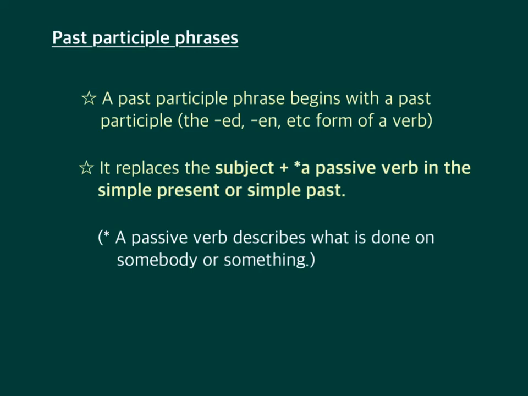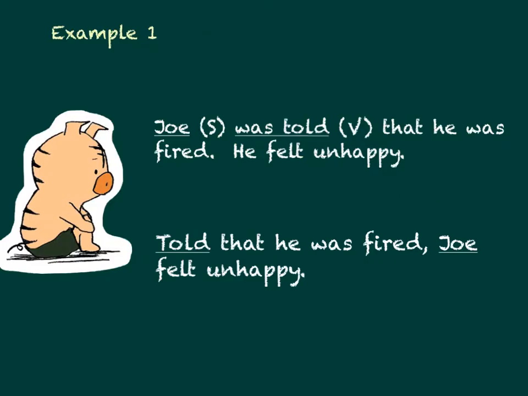上兩堂提過 present participle phrase，今堂繼續教 past participle phrases. Past participle phrases. A past participle phrase begins with a past participle, that is the ed, en, etc. form of a verb. It replaces the subject plus a passive verb in the simple present or simple past. A passive verb describes what is done on somebody or on something.